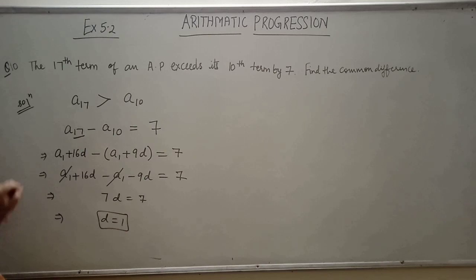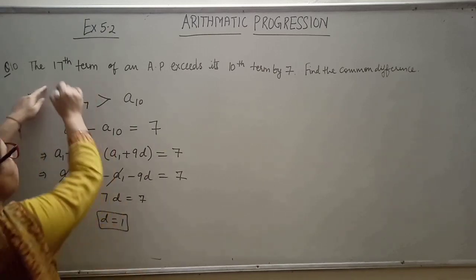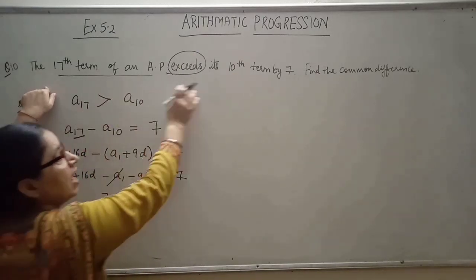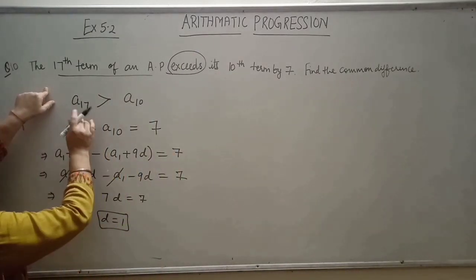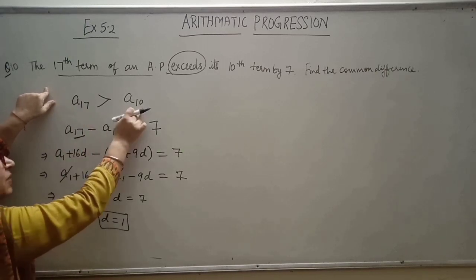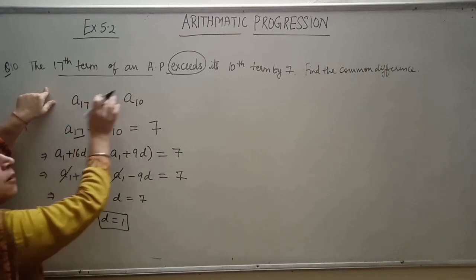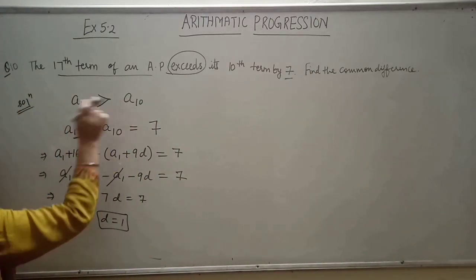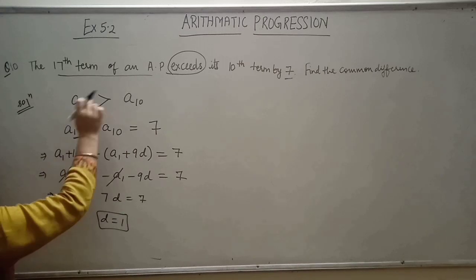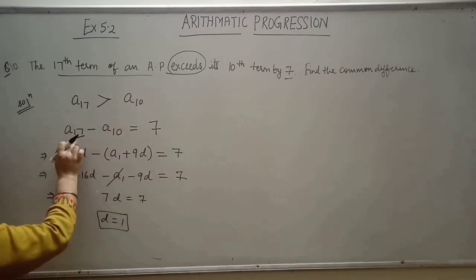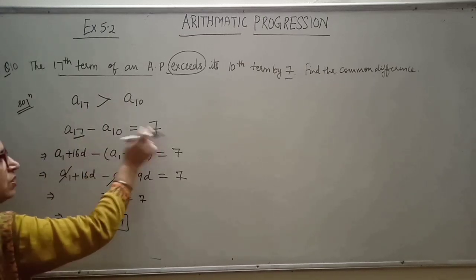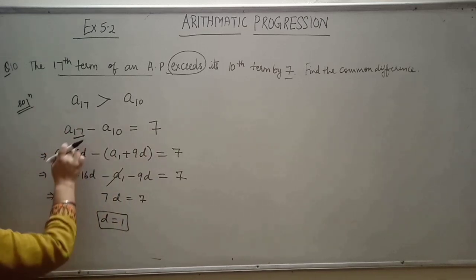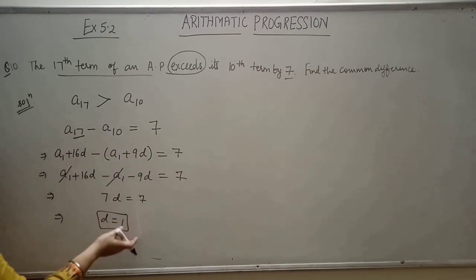Look here, once again I am explaining it to you. The 17th term of AP exceeds. Exceeds means it's bigger than its 10th term. That's what I have written. That 17th term exceeds the 10th term, so it means this is bigger by 7. By 7 means इन दोनों का difference 7 है. ये term इससे 7 more है. So that's why I have written A17 minus A10 is equal to 7. Now I have put the formula for both of these terms and calculated.